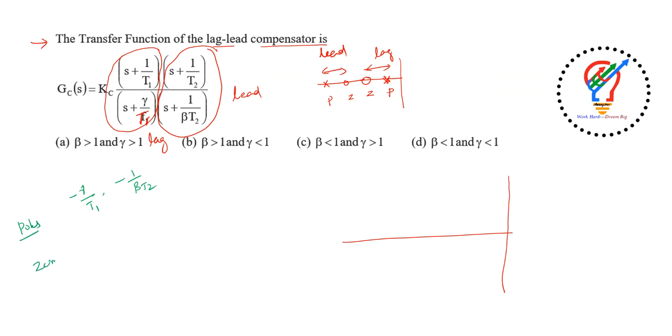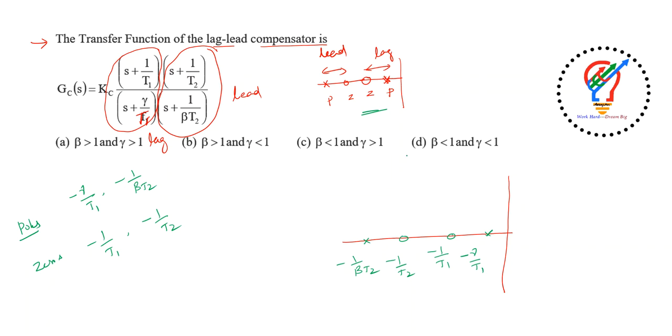What about the zeros? We have minus 1 by T1 and minus 1 by T2. As per this concept, who is going to come first? This one will be a pole, minus gamma by T1. After that a zero at minus 1 by T1, then a zero at minus 1 by T2, and after that a pole at minus 1 by beta T2. So this is the S-plane here.